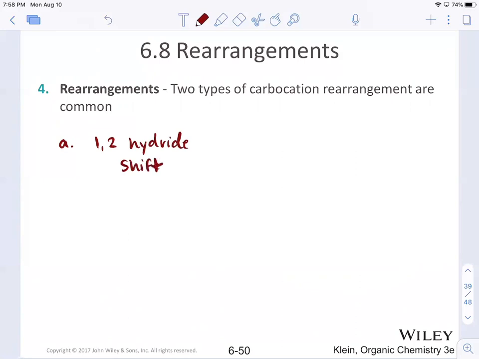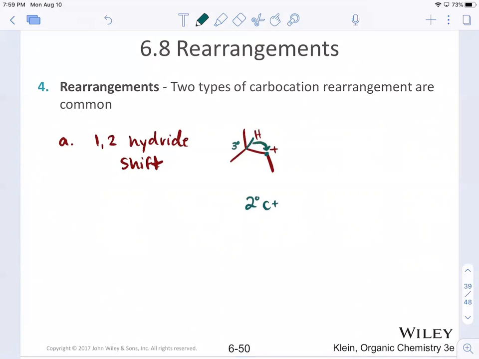and it will happen when there is a carbocation adjacent to a more substituted carbon and has a hydrogen to move. So here we have a secondary carbocation. It's a carbon with 1, 2 R groups, right? So it's a secondary carbocation. Next door, there's a tertiary carbon, a carbon with 3 R groups. The hydrogen on that tertiary carbon will shift.